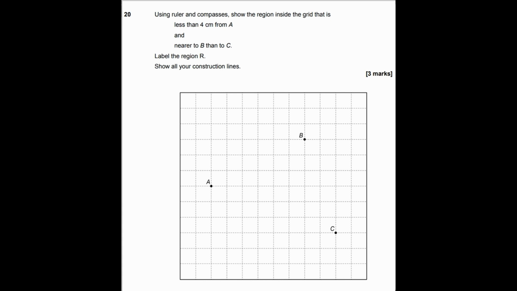Question 20. Using ruler and compasses, show the region inside the grid that is less than 4 centimetres from A and nearer to B than C. And we have to label the region R. So this is a construction question. This is one of the most difficult things to do with this software, but let me have a go and see if we can do this.